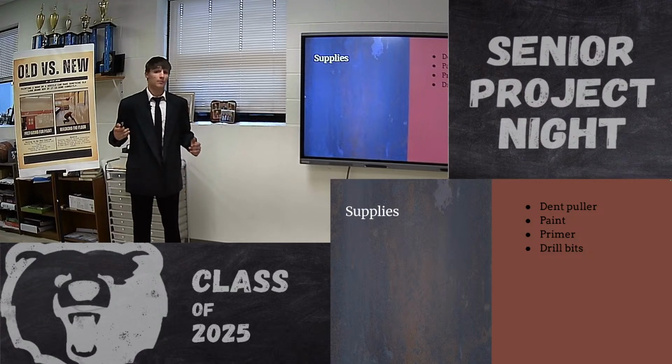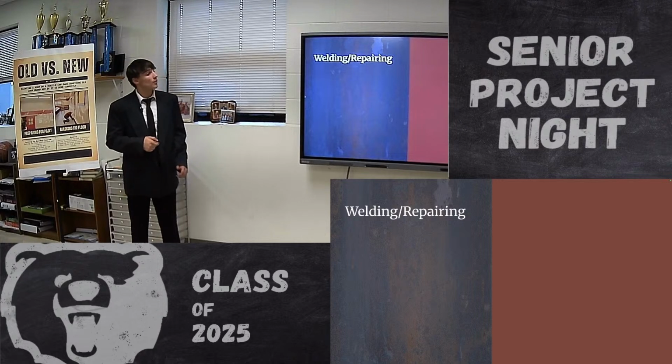Drill bits, that could be used for the dent puller, because when you have to pull a dent, some are deep enough that you have to drill in and then attach a certain dent puller on there to be able to pull it out. Welding and repairing.